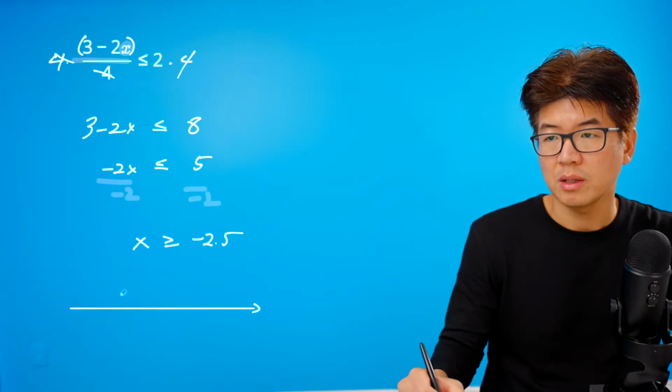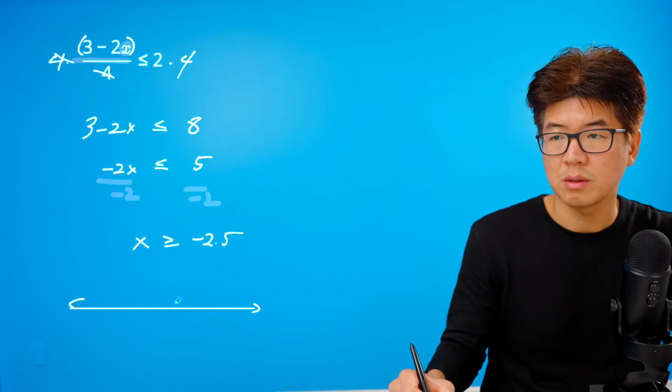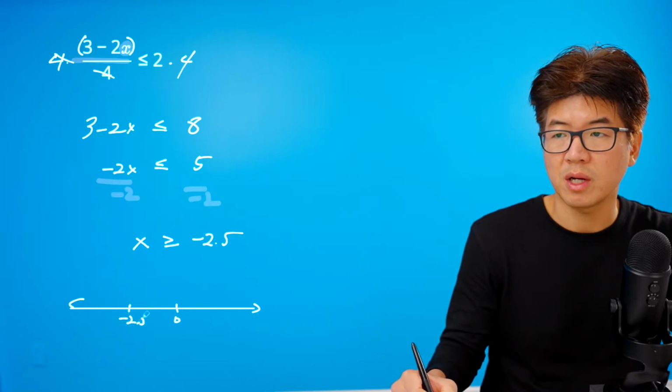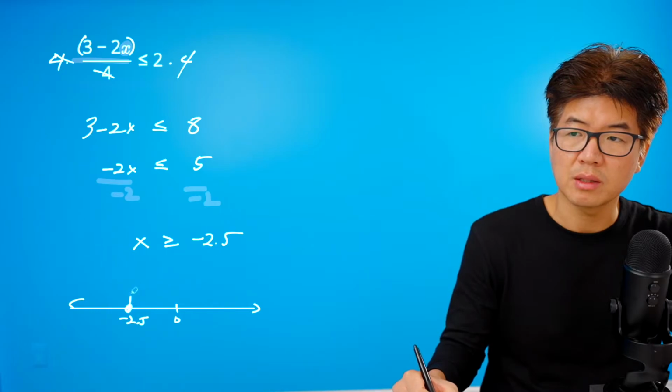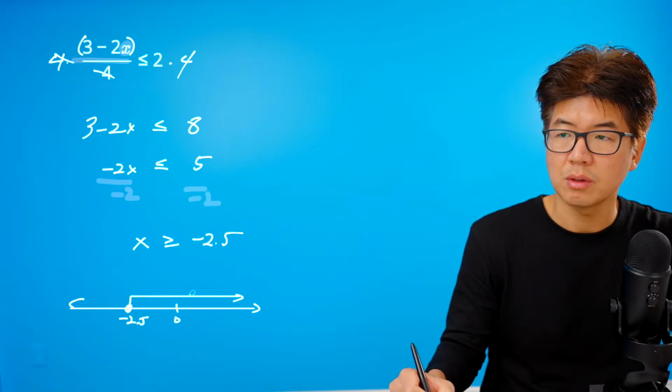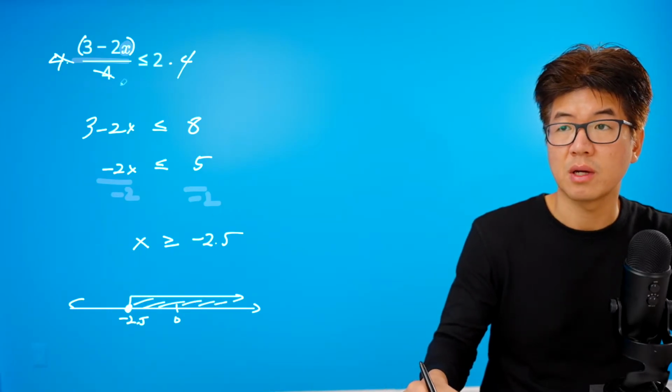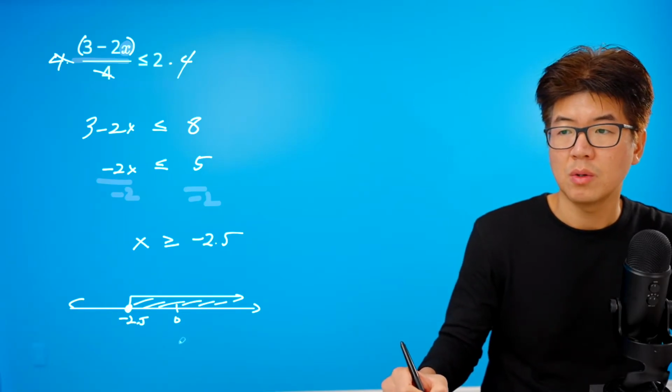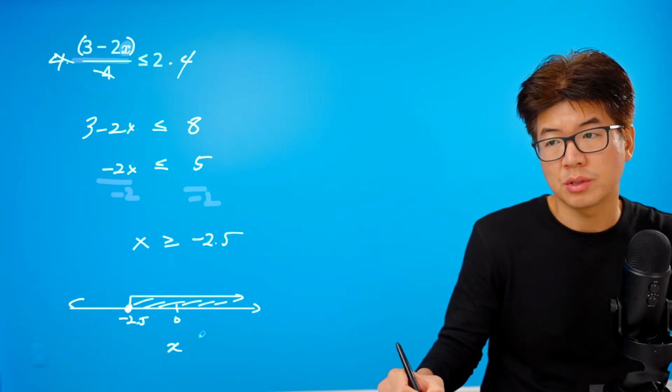Visually, on a number line, this means here's 0, here's -2.5. All the values to the right of that number will satisfy this inequality. Also, I'm going to introduce interval notation.